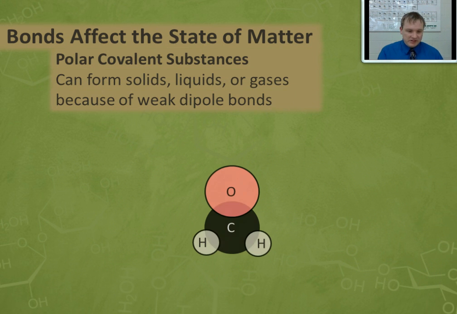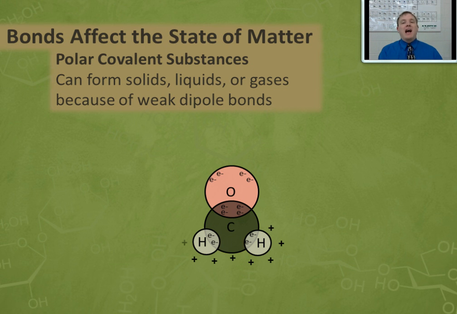Another type of substance that's important to understand is a polar covalent substance. Now remember, polar covalent substances are substances that share electrons in pairs between atoms, but they share them unevenly.